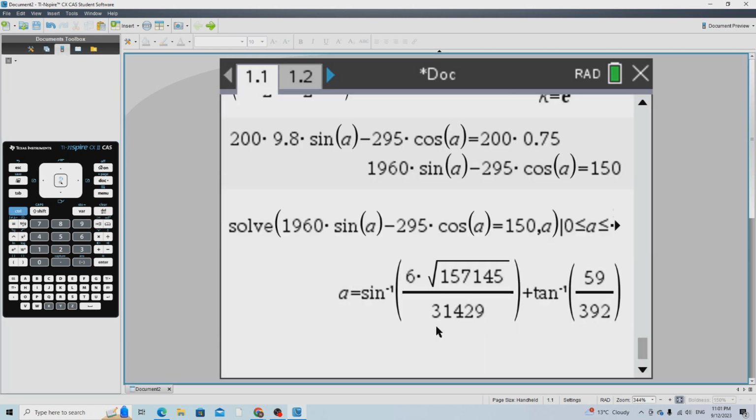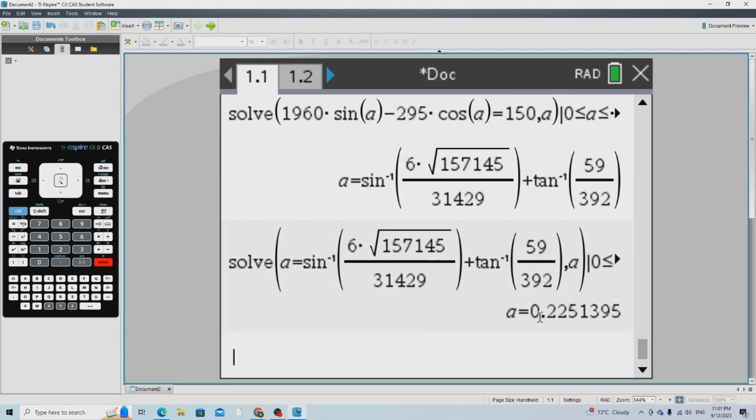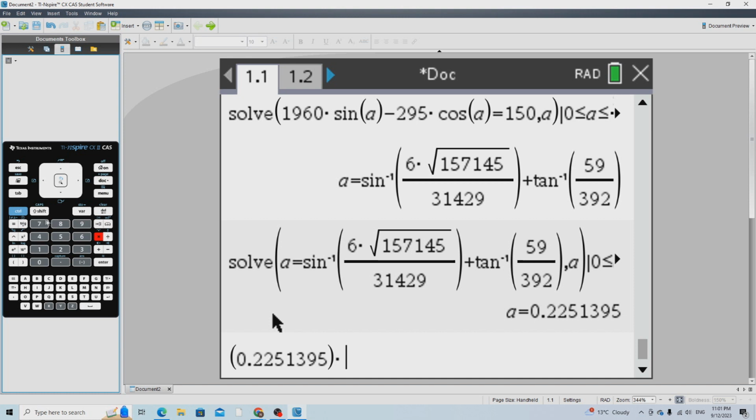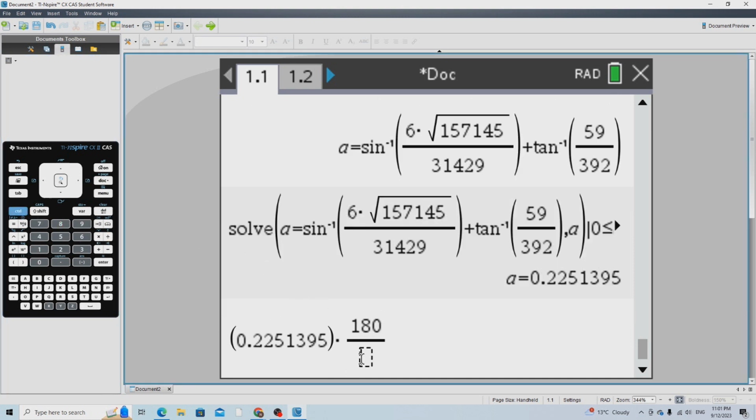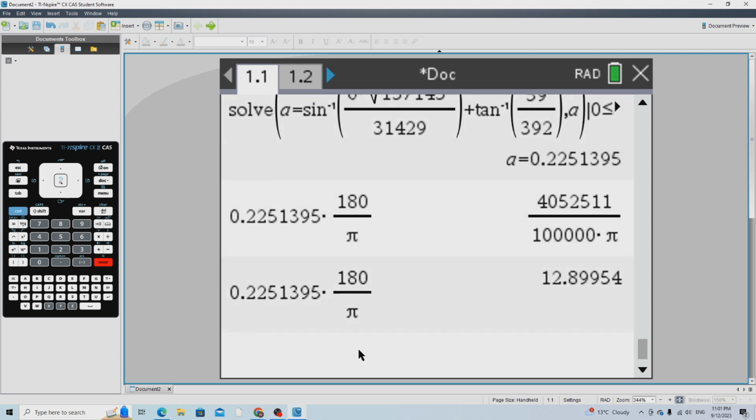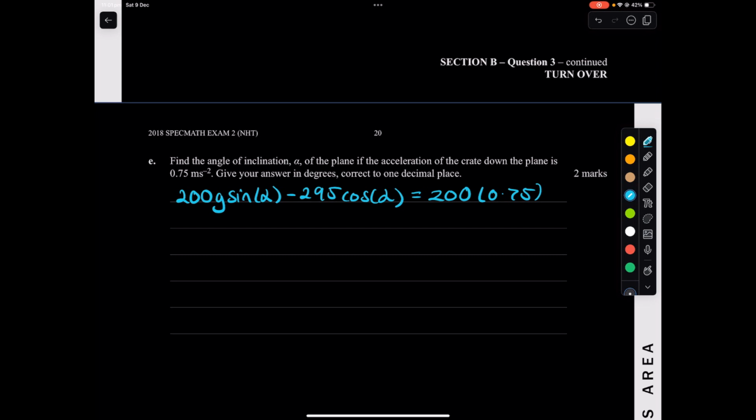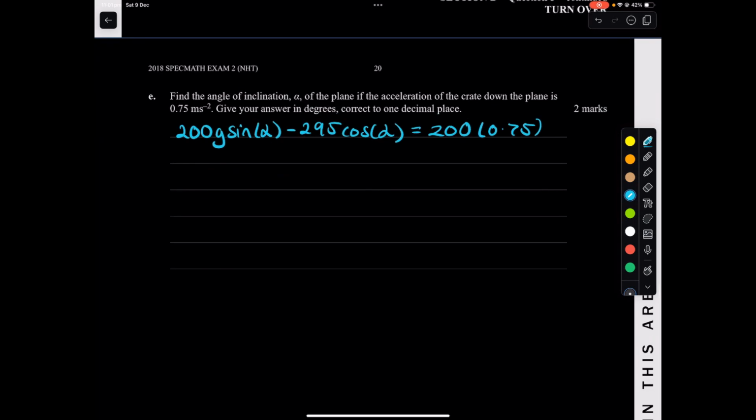And we get this. And remember, this is in radians, and we want it in degrees. Take this, times it by 180 over pi, and we get 12 point this, which, to 1 decimal place, is 12.9 degrees. So alpha is 12.9 degrees. And yeah, that's that.